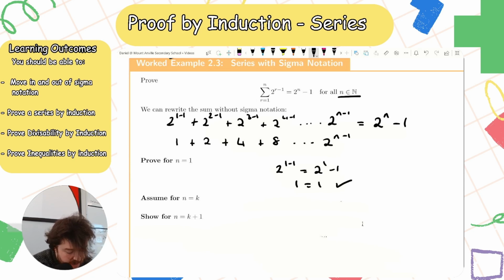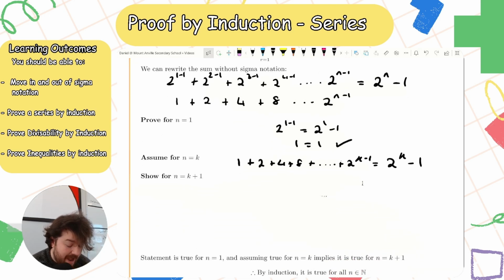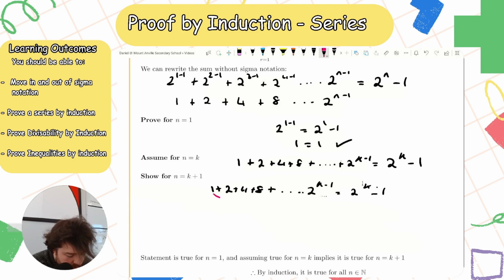Assume true for n equals k. So 1 plus 2 plus 4 plus 8 plus ... plus 2 to the k minus 1 is equal to 2 to the k minus 1. Now we need to show it's true for n equals k plus 1. So I'm going to use my assumption here. 1 plus 2 plus 4 plus 8 plus ... plus 2 to the k minus 1 equals 2 to the k minus 1. I can replace all this with 2 to the k minus 1. Sorry, this is 2 to the k plus 1 minus 1.